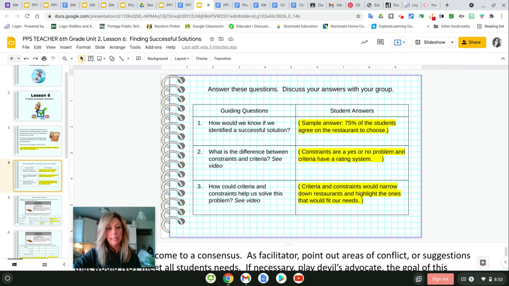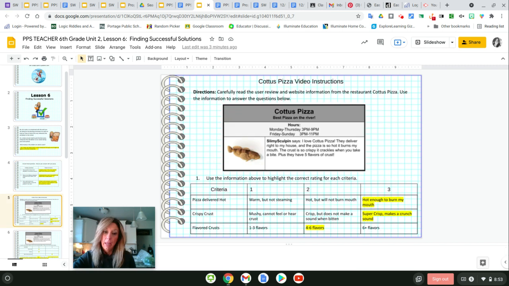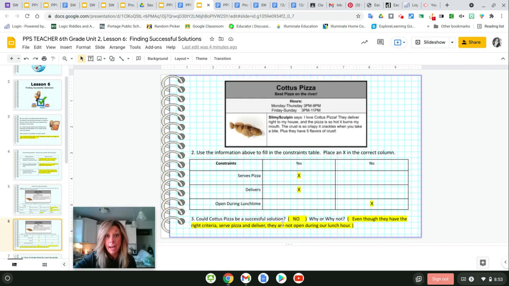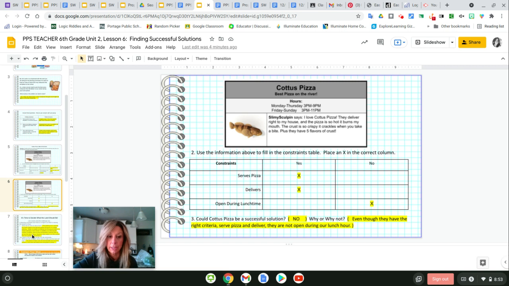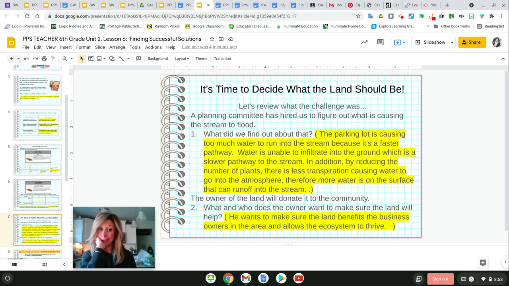All right. So in our pizza situation, it was hot enough to burn the mouth. That's a 3. Super crisp, makes a crunch sound. That's a 3. Had 4 to 6 flavors. That's a 2. And unfortunately, this pizza place did not meet all of the constraints. This is a pizza place that would not work because it doesn't have the right hours, not open during our lunch. Which is hard because we eat early in 6th grade, don't we?